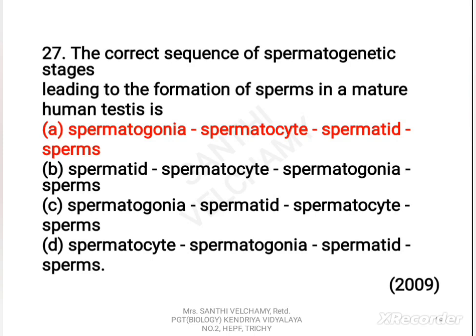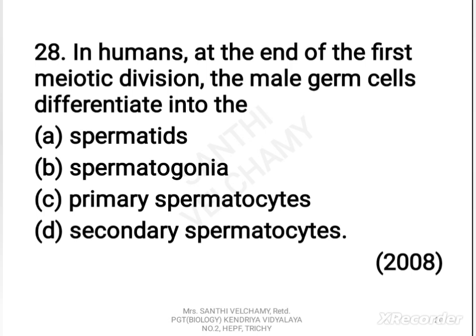Now next question. In humans, at the end of first meiotic division, the male germ cells differentiate into: A, spermatids, B, spermatogonia, C, primary spermatocytes, D, secondary spermatocytes. Can you find the answer? It is D, secondary spermatocyte.